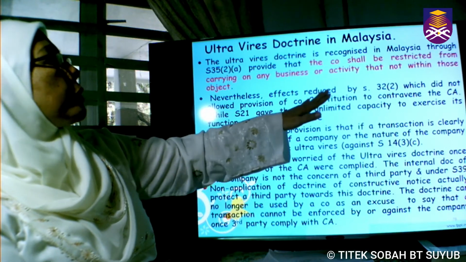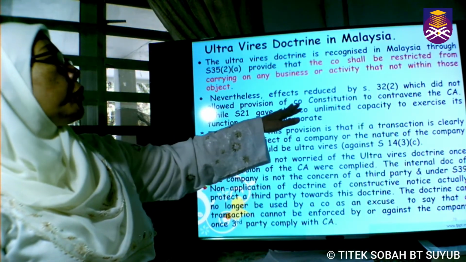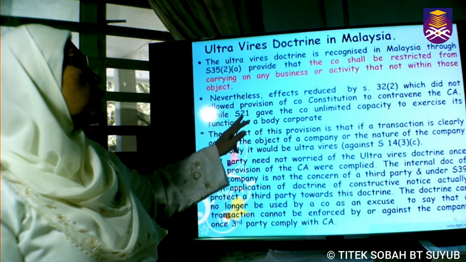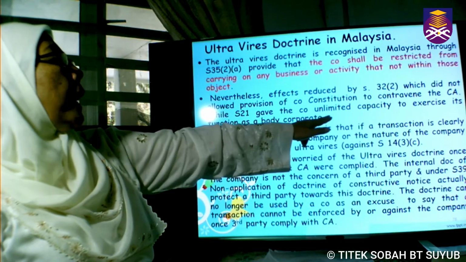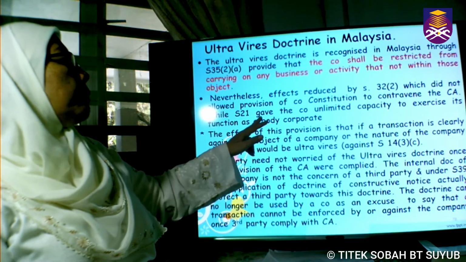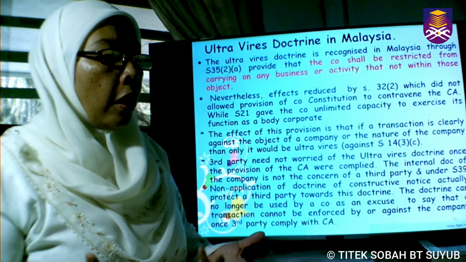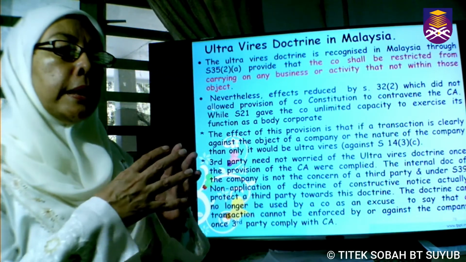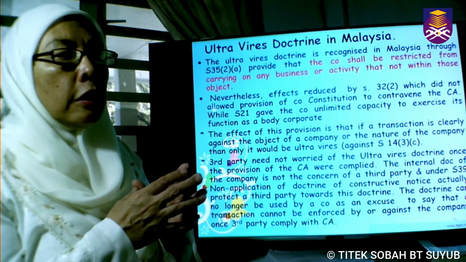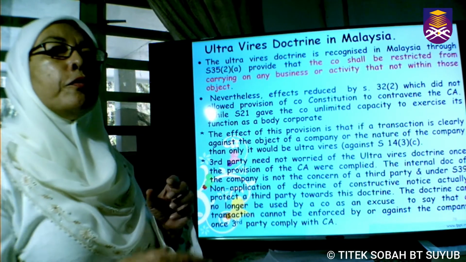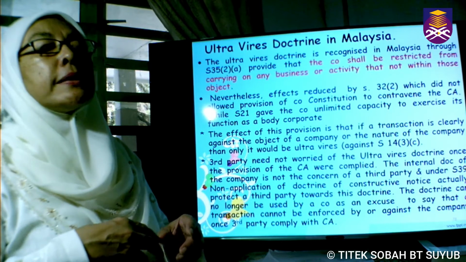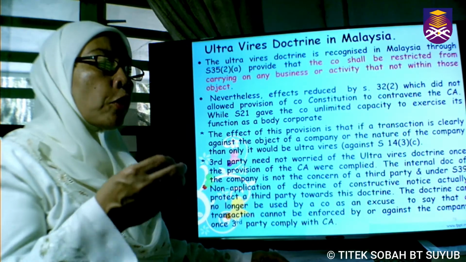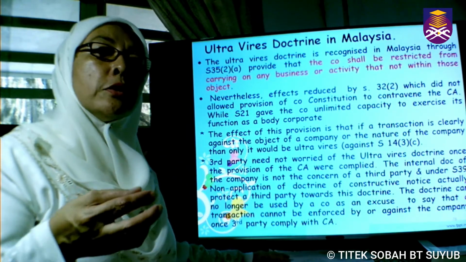And furthermore, Section 32 sub 2 says it does not allow provisions of the company constitution to contravene the Companies Act. Does it contravene Section 31? Because Section 31 gave a company unlimited capacity to exercise its function as a body corporate, meaning the capacity of a company is of unlimited powers. However, this is only applicable if the part which contravenes the Companies Act is actually trying to make something which is illegal become legal, then that is not allowed. However, whatever provision in the Constitution which is legal, that is actually allowed.